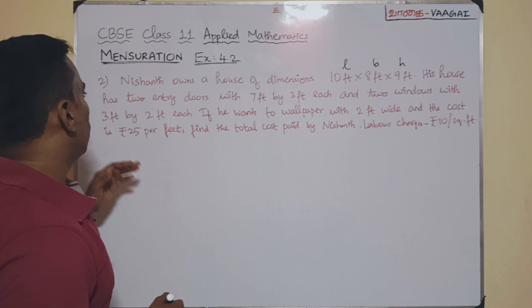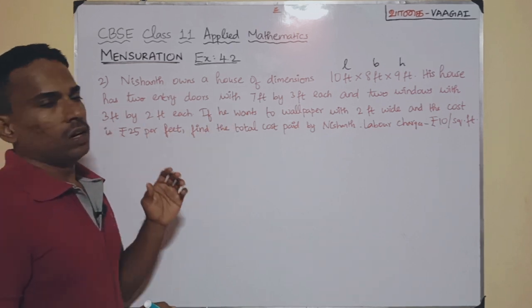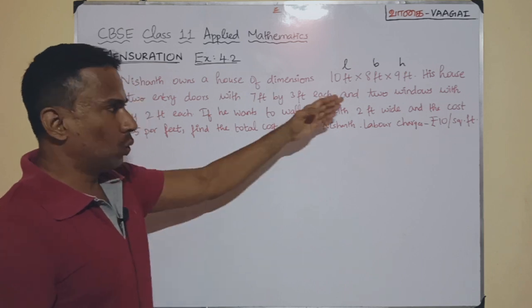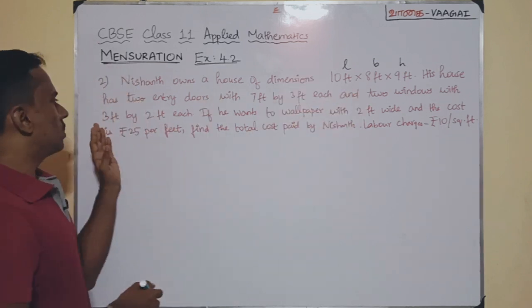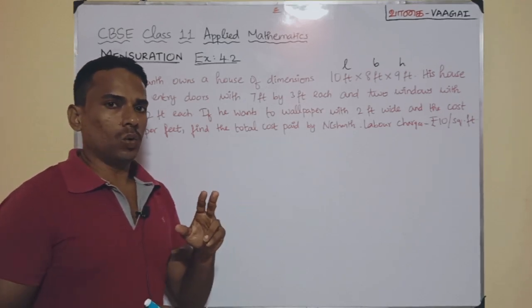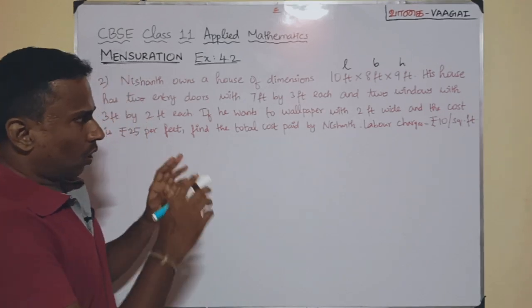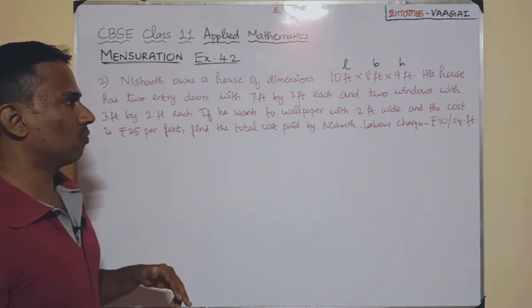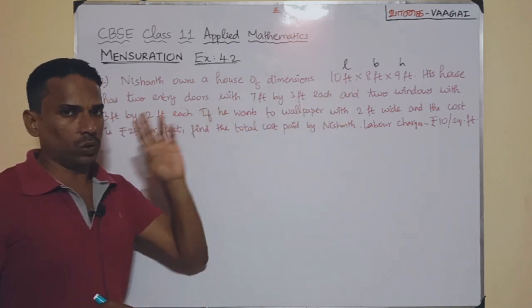His house has two entry doors with dimensions 7 feet by 3 feet each, and two windows with dimensions 3 feet by 2 feet each. So there are two doors and there are two windows. So for the total house structure, they gave the dimensions here. Along with that, they also gave the dimensions of the two doors and two windows.